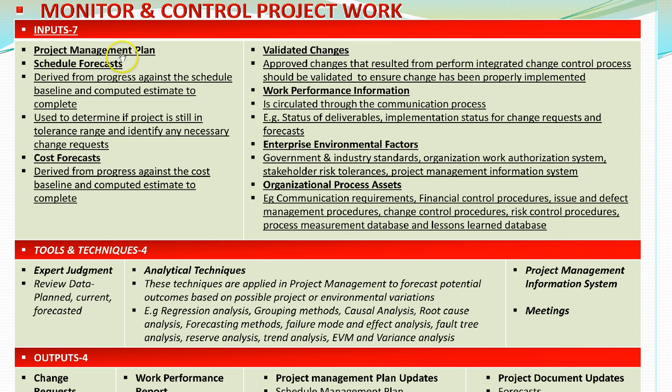To control the project, these are the inputs that I would need. I would need the project management plan. I would need the schedule and cost forecast, the changes. Why the changes? Because I'm monitoring the changes, right? Which changes are validated. Then how is my work performance going on? And the documents that I need from the company, or even the enterprise environmental factors. All that is going to be used as inputs to control and monitor my project. Now we have all the 7 inputs.